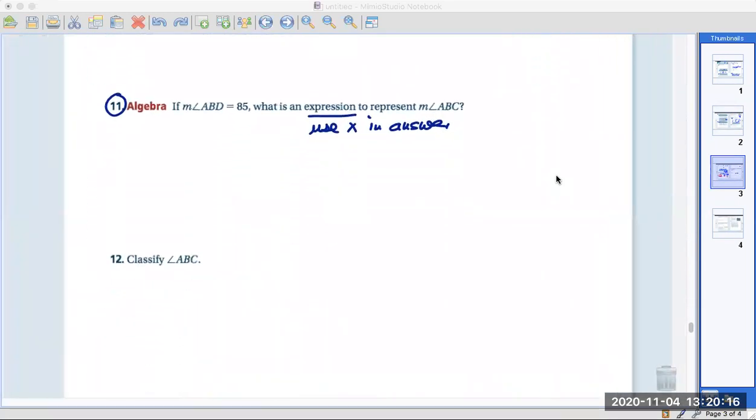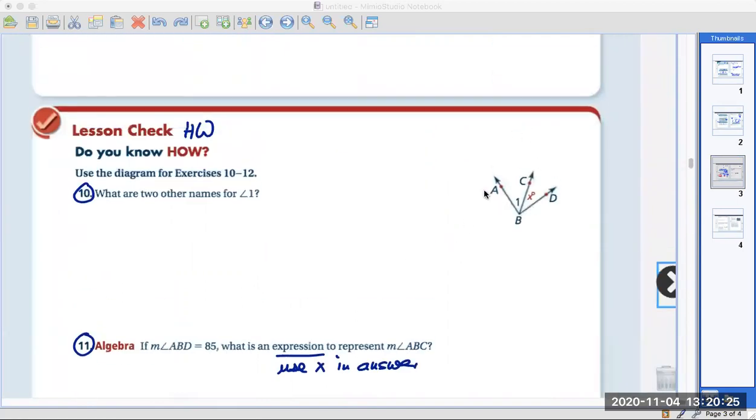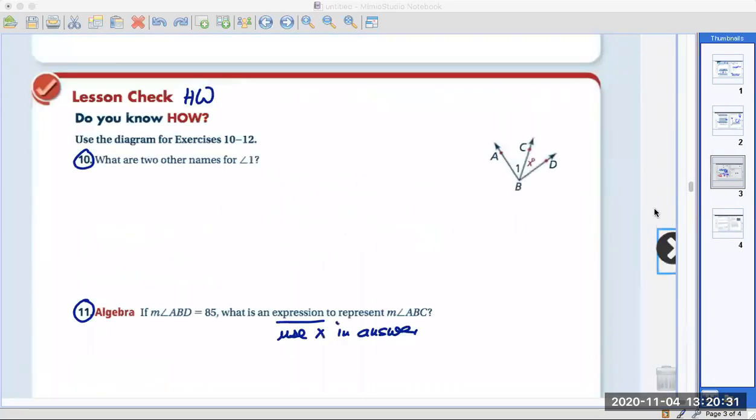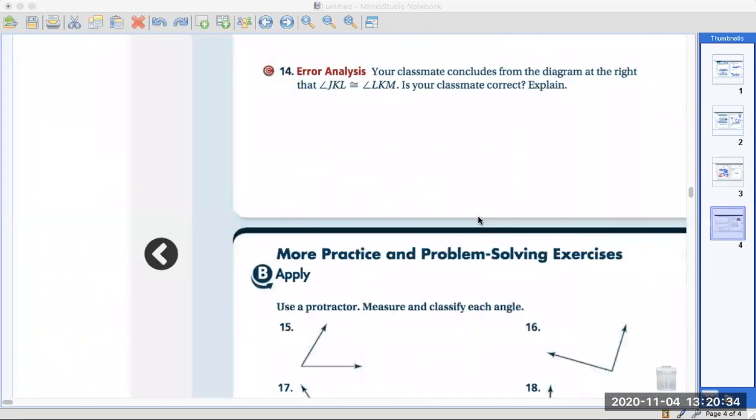And then classify, meaning what kind of triangle is it? Right, obtuse, acute, or straight? And it is all this picture right here that tells you. Okay.